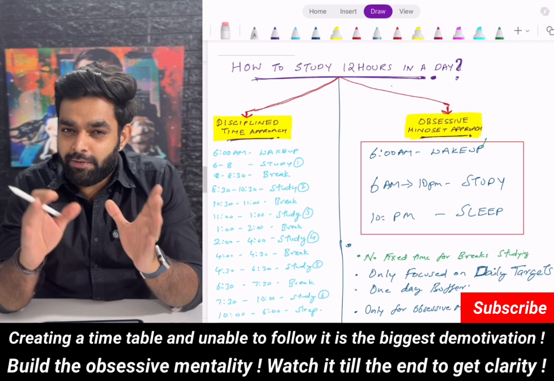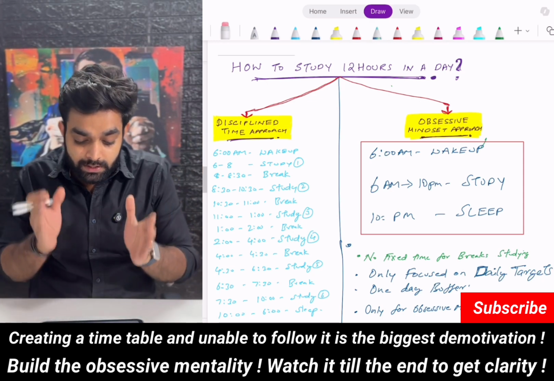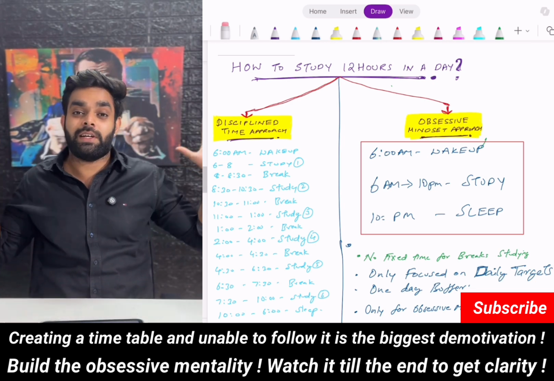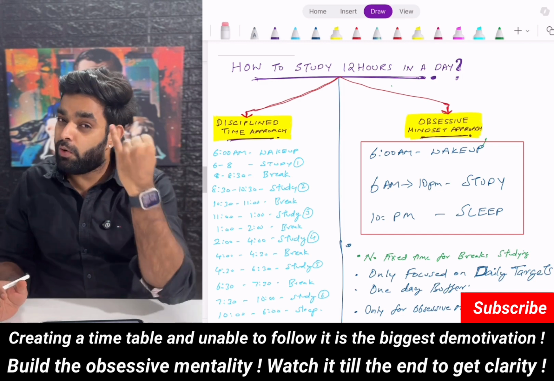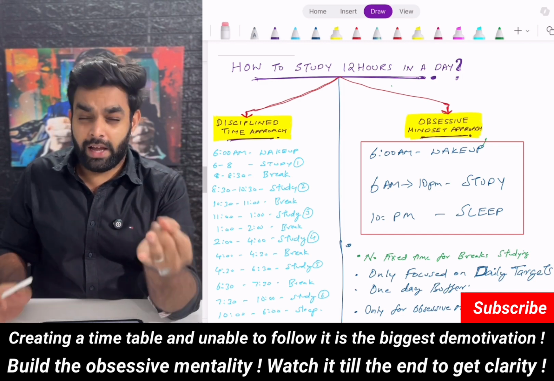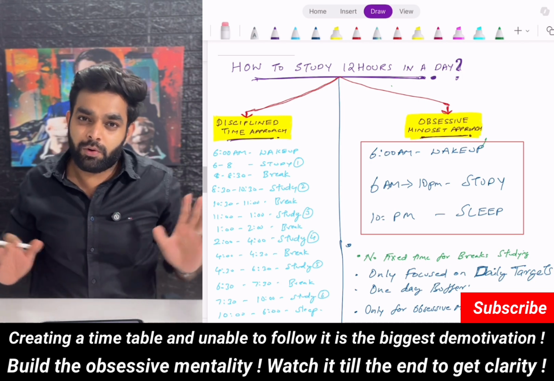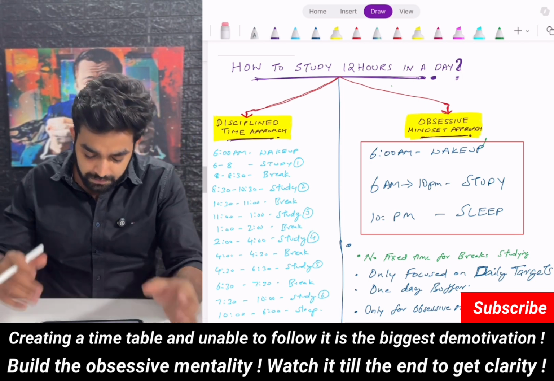So today I'll just take 5 to 10 minutes of your time and clear the biggest doubt that you have in your life. This is one of the biggest problems that all the CS students are facing: how to study 12 hours a day. And there is one more topic: how to avoid distractions as well. I've broken it down to first this one, and then I'll talk about the other one: how to avoid distractions. So this is how to study 12 hours a day.